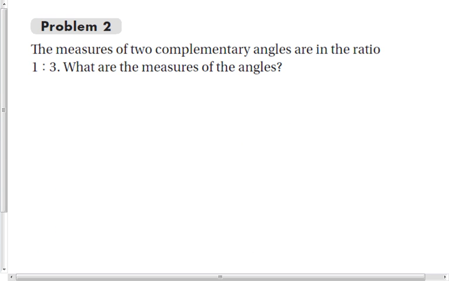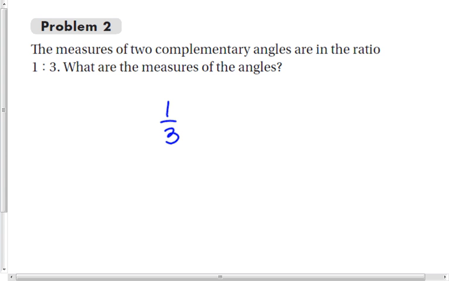All right, the measures of two complementary angles are in the ratio 1 to 3. What are the measures of the angles? So here we're going to solve a problem that uses a ratio. What we're saying here is there's one part for one of the angles and 3 parts for the other angle. So the ratio is 1 to 3.